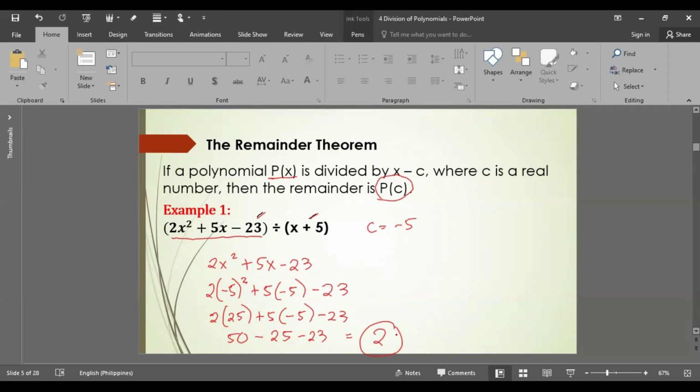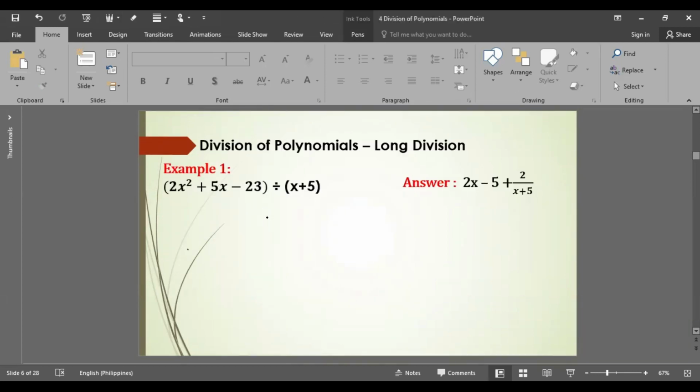So that's it for this slide. Let's proceed to the next slide. Let us now try to divide these two polynomials. And we will see here, class, kung yung remainder na nakuha natin kanina, nung ginamitan natin ng remainder theorem, ay parehas ba sa remainder na makukuha natin dito pag ginamitan na natin ng long division.